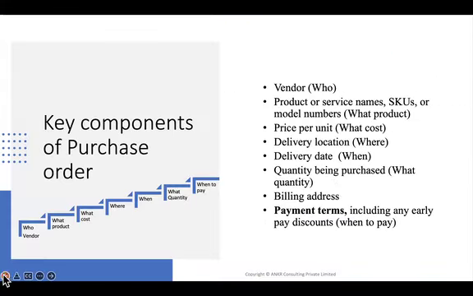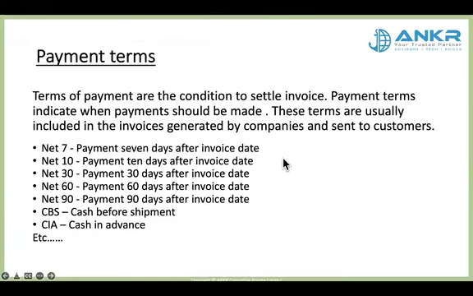Now, important thing, payment terms. When you do the purchase order, there is one important thing which is payment terms, and which is also used in the invoice processing. Hence, I'm covering it here. What are the terms of payment? That is, when the payment will be made to the vendor, right, is included in that. So you have different payment terms, like net 7 means payment will be made after 7 days of invoice date, net 10, net 30, net 60, net 90, all that. That means after so many days, the payment will be made to the vendor, right?